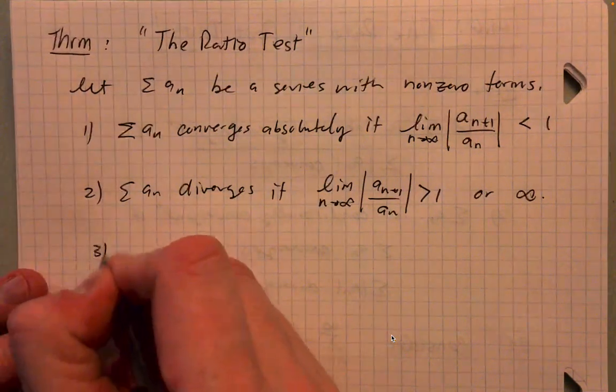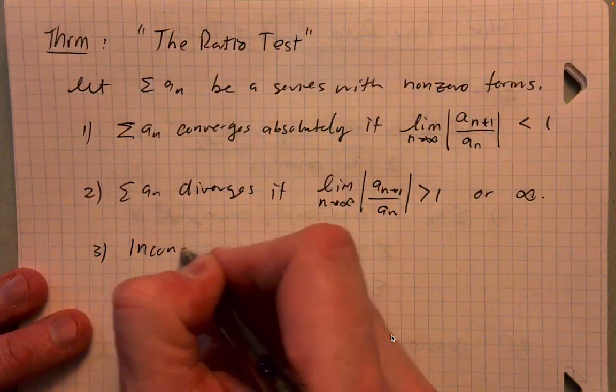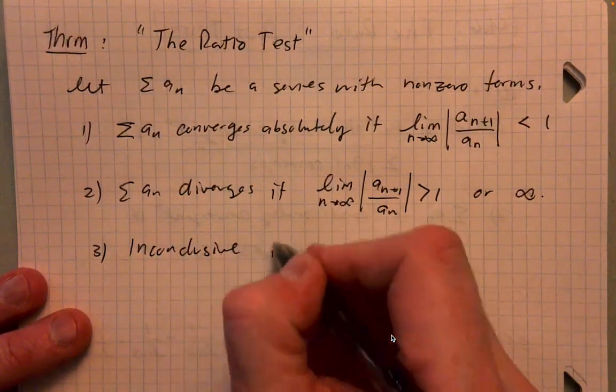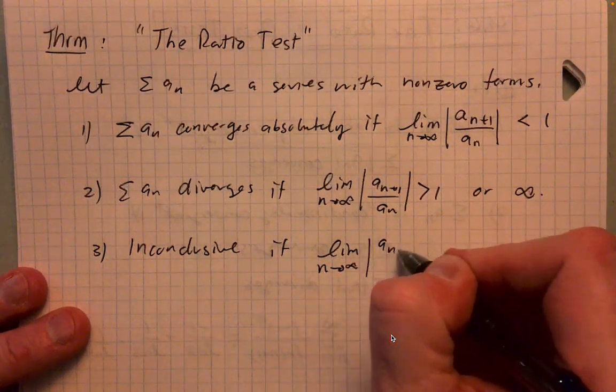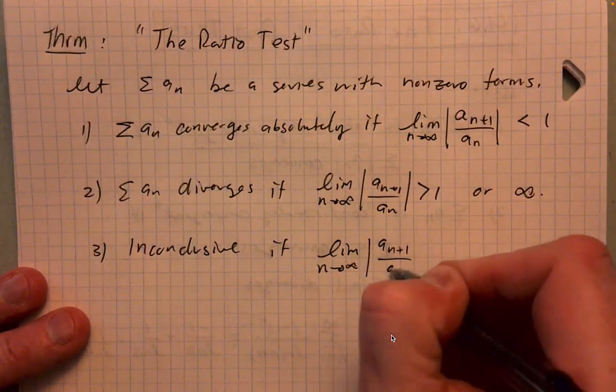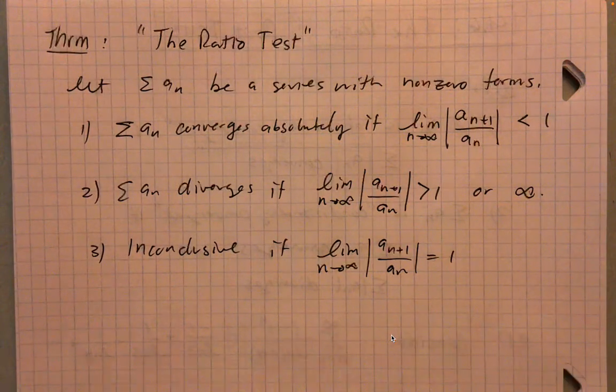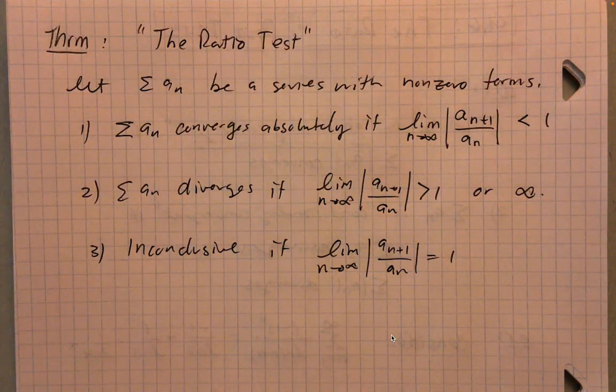And then you've got inconclusive if the limit of the ratio is equal to 1. If you've got equality, then you don't know. The series could converge, it could diverge, you don't know. It doesn't help you, so you have to move on to a different test.